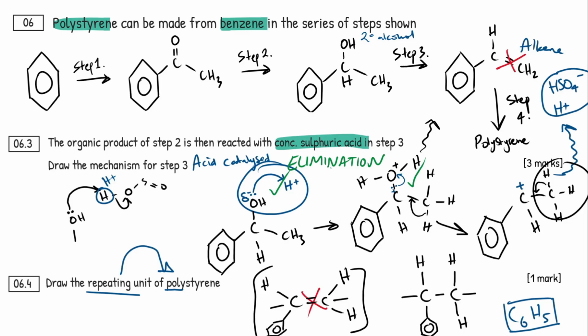And the third and final mark is from this hydrogen bonded to the methyl group, which is going to break this covalent bond here and form the double bond within the alkene. So that's our 3 marks there. And then this one is just 1 mark for the final structure. You can't have any deviations from this, outside of the structure of the phenol group.